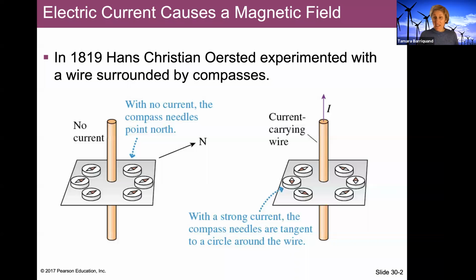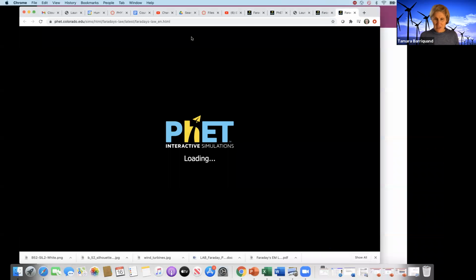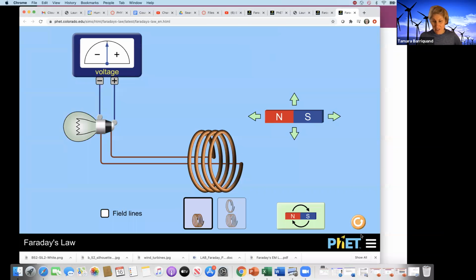Now, a lot of scientists at the time were very interested to see if a similar effect could happen with magnets. Could you have a magnet that would then generate an electric current? And so the person who was able to figure this out was Faraday. So that's why Faraday gets the credit. We call it Faraday's law. So here is a simulation showing us Faraday's law.